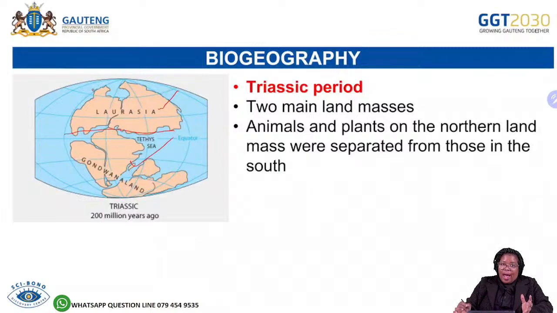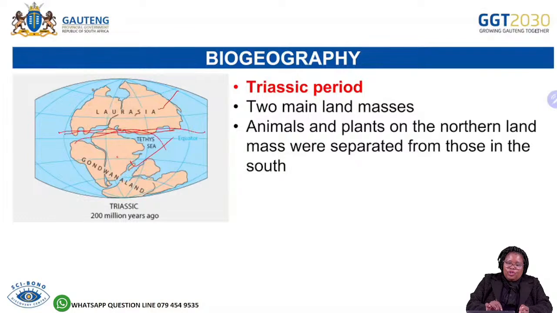Initially, it was one land mass, and then animals and plants on the northern land mass were separated from those in the south. So remember, we had the Pangea. Now it has divided into two. Obviously, plants and animals that were growing in that one land mass, because of the splitting of the two, can no longer move into this continent, and vice versa. Those in Laurasia cannot move into Gondwana land because we have what? The splitting of the two continents.